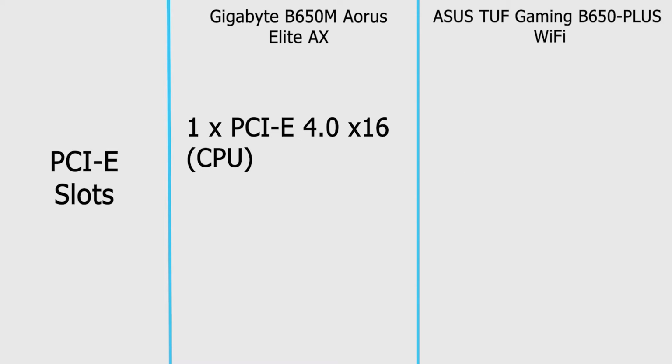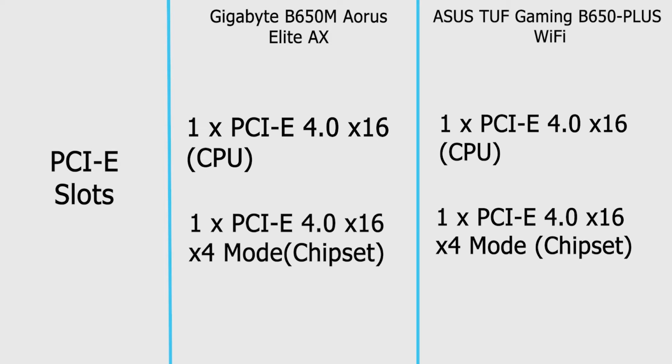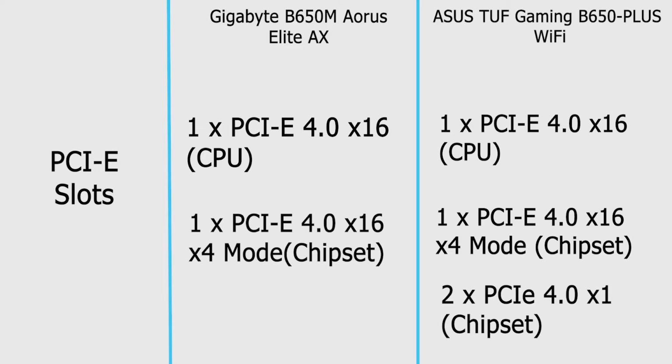Gigabyte has one PCI Express X16 slot from CPU supporting PCI 4.0 and running at X16 mode, and one PCI Express X16 slot supporting PCI 4.0 and running at X4 from chipset. Asus has one PCIe 4.0 X16 slot which is connected from the CPU, one PCI 4.0 X16 slot which runs in X4 mode from chipset, and two PCI 4.0 X1 slots from chipset as well.